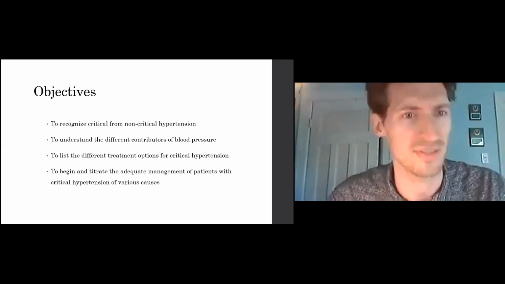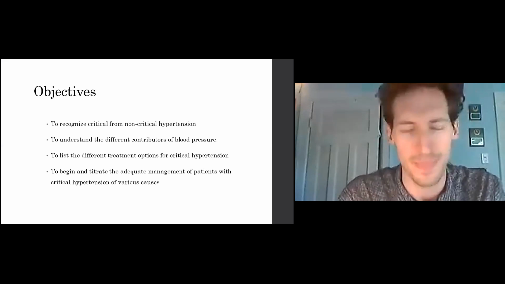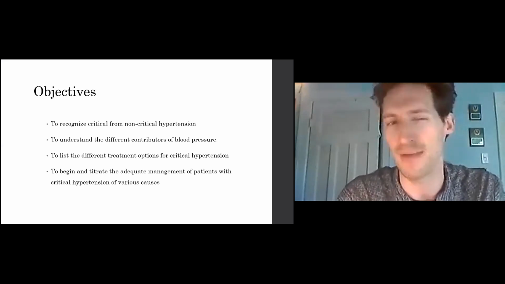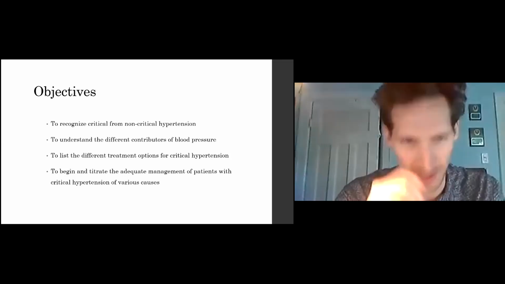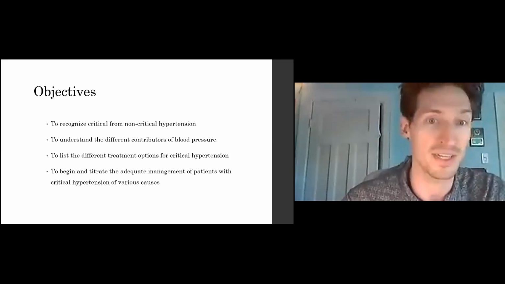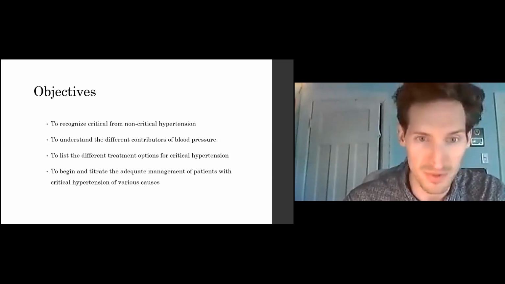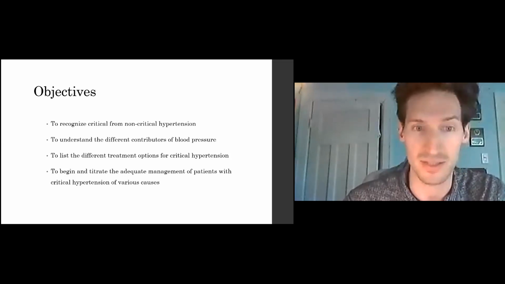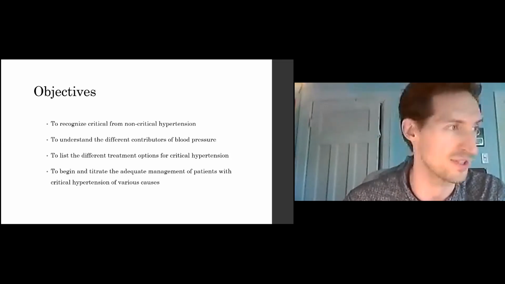Objectives basically is to recognize critical from non-critical hypertension. I'm using terminology that's maybe a little bit different from the textbooks, and I'll explain why. Understand the different contributors of blood pressure, list the different treatment options, and to begin and titrate adequate management for patients with critical hypertension and various causes. So far, so good.